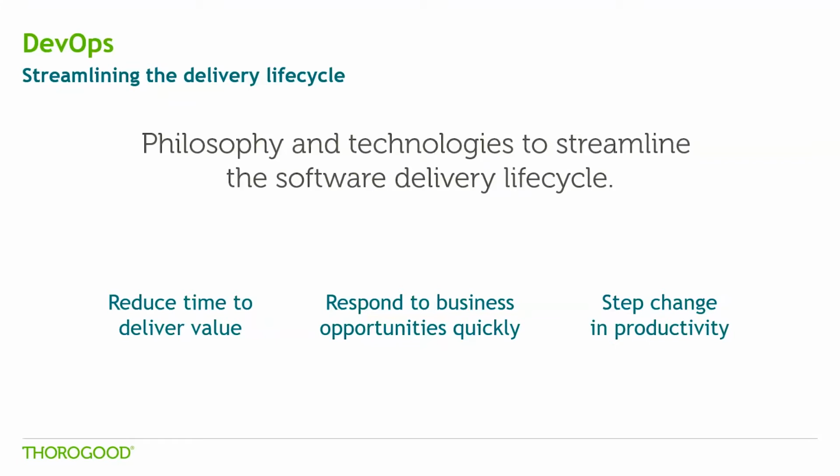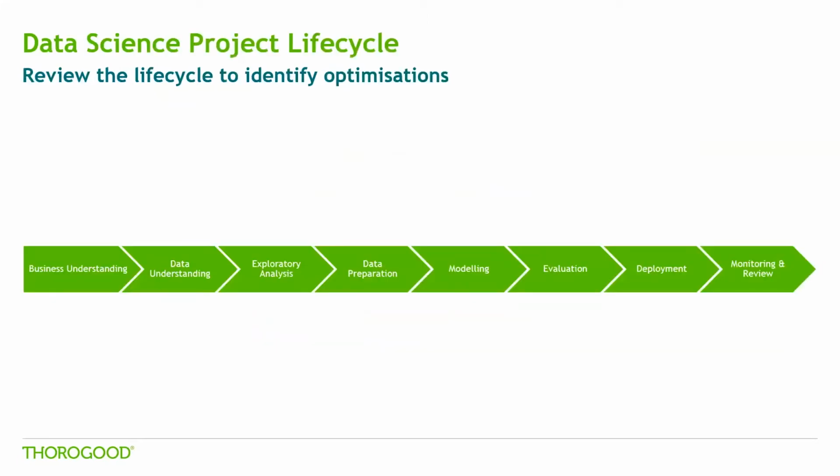So what we want to do is take the same approach and apply it to machine learning and the data science life cycle. So let's take a look at the data science project lifecycle. Now this is a really simplified view of what it looks like. Different groups have slightly different versions of the life cycle that they follow, but one thing that's common across them is you'll see iteration across a number of steps.